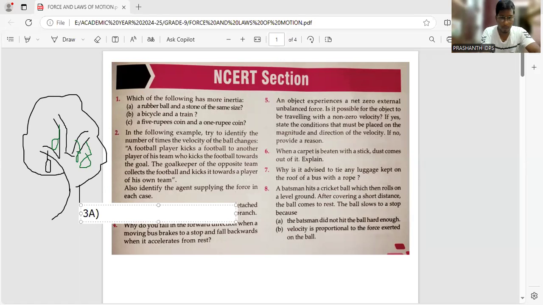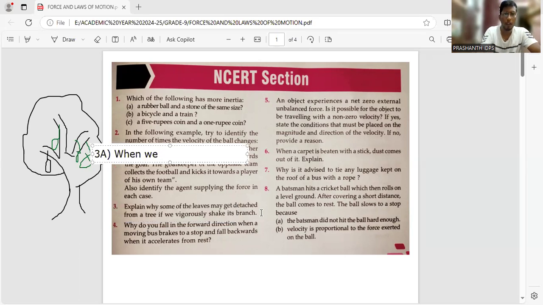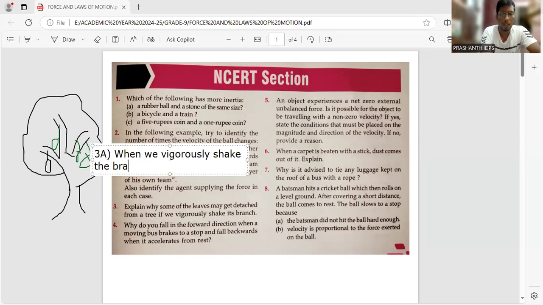The answer will be: when we vigorously shake the branch of a tree. Now, which will come to motion? Tell me. The branch will come into motion. Then what about the leaf? The leaves will remain at rest. So due to inertia, the leaf gets separated and will fall down.